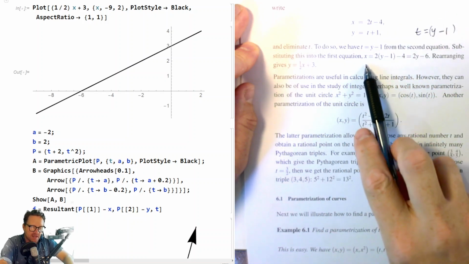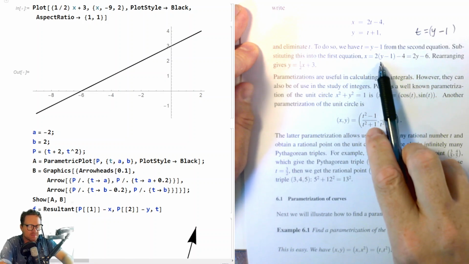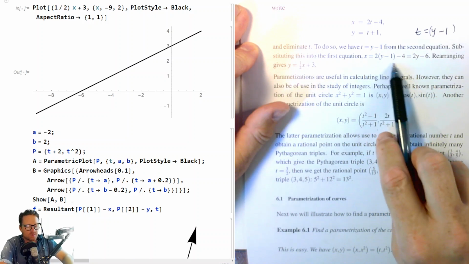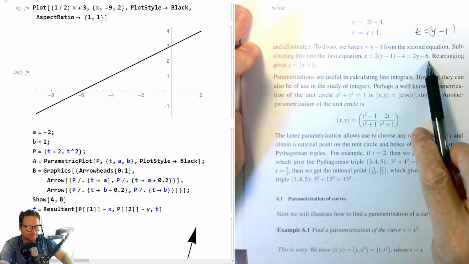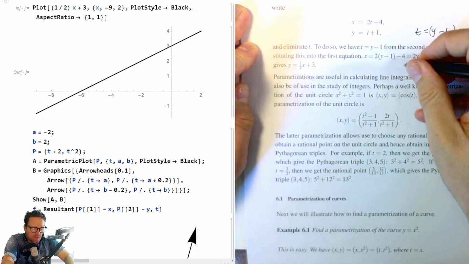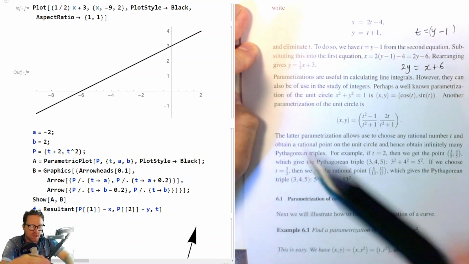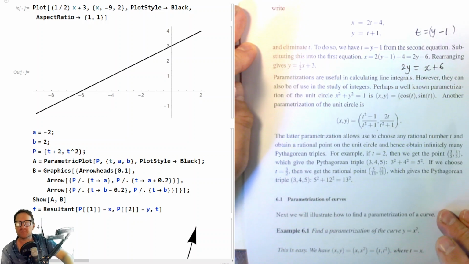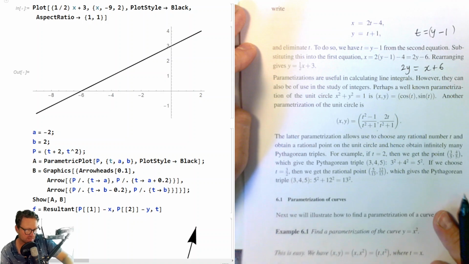So doing that, we've got x is equal to 2 times t, which is 2 times (y minus 1), and subtract 1, and then we can expand this and get 2y minus 6. And so rearranging that, we get 2y is equal to x plus 6, and then we divide throughout by 2, and we get y equal to a half x plus 3. So pretty straightforward, especially when it comes to lines.